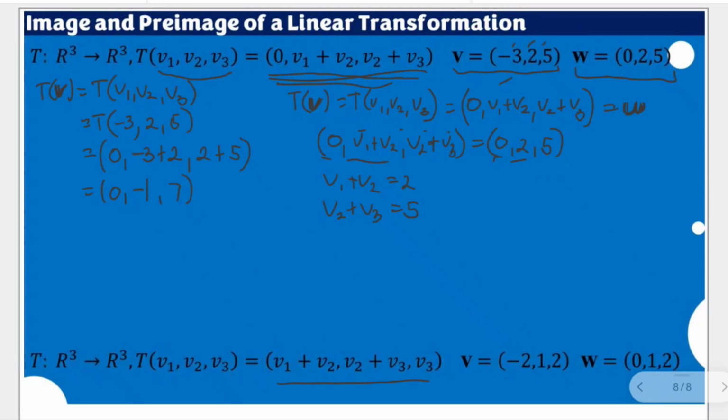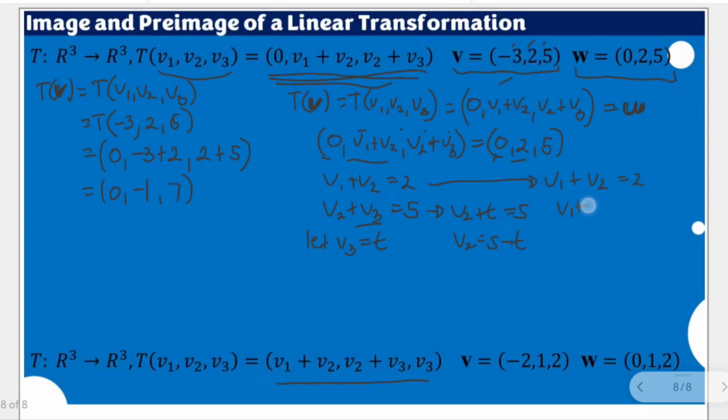That would mean we are going to represent one as an arbitrary constant. So let's pick v sub 3. Let v sub 3 be equal to t. Why do we do this? This means that we have infinitely many vectors here, depending on the value of t, that will get this specific image. So if v sub 3 is t, you will have here v sub 2 plus t is equal to 5. So v sub 2 is 5 minus t. And for our v sub 1 here, you have v sub 1 plus v sub 2 is equal to 2.